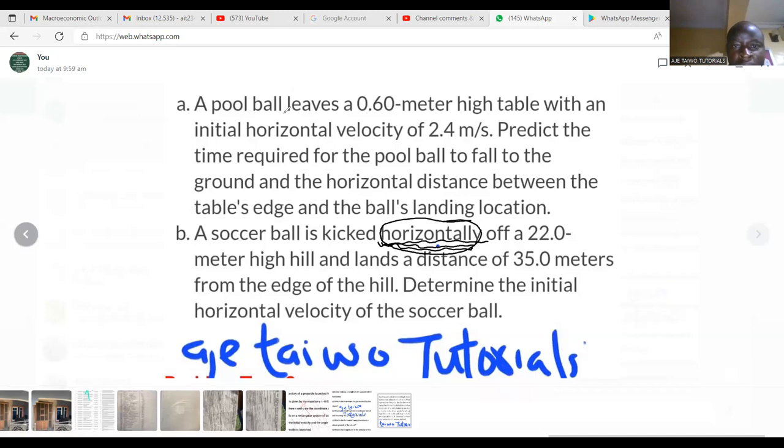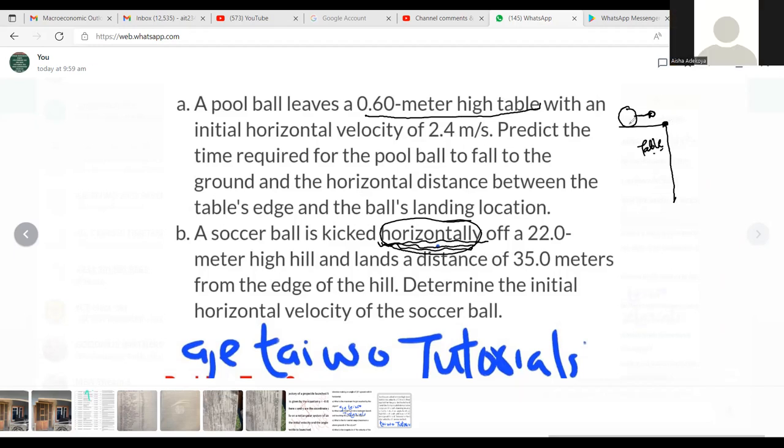It says, a pool ball leaves a 0.6 meter high table. If a ball has to leave a table, this is a table, this is a ball. If the ball has to leave the table, this is how it will go. Once it gets to the edge of the table, you want to dive from this table. You cannot dive and come down like this. You can't come like this, it's not possible.